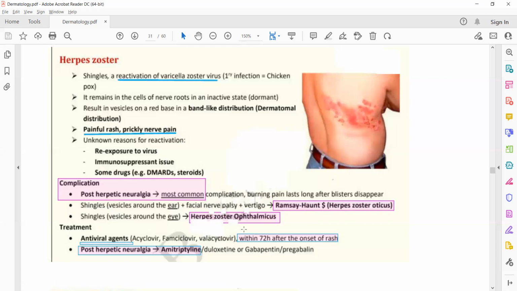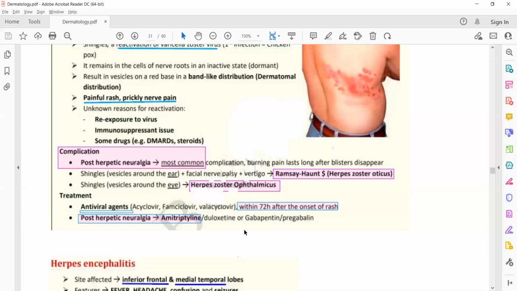So if on the trunk, they are known as herpes zoster. If around the eyes, then it is known as herpes zoster ophthalmicus. And if around the ear with facial nerve palsy, then herpes zoster oticus or Ramsay-Hunt syndrome. So these are some variants of herpes zoster.